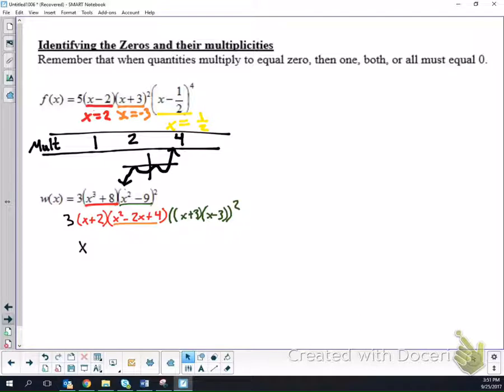So I'm going to have a 0 at x equals -2, have a 0 at x equals negative 3, and at x equals positive 3. So those are going to be my 3 zeros. These two have a multiplicity of 2, and that one just has a multiplicity of 1. All right, so we're going to cross at negative 2, but we're going to bounce at negative 3 and positive 3.